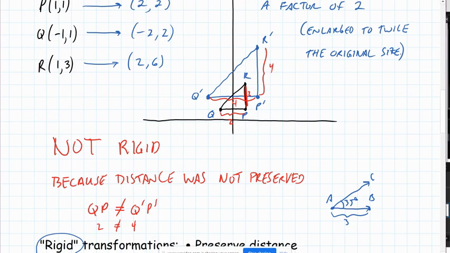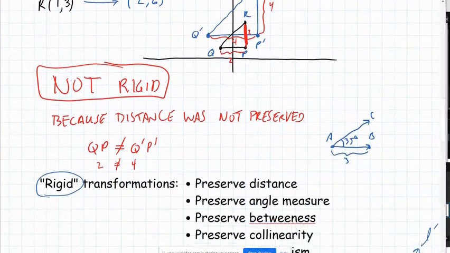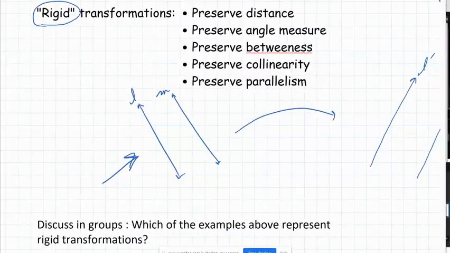Okay, so we have seen that translations are rigid, reflections are rigid, but dilations are not rigid. Okay, and again, we do have other transformations that we're going to look at, but this is just giving you 3 examples of how to apply transformations and determine if they are rigid or not.